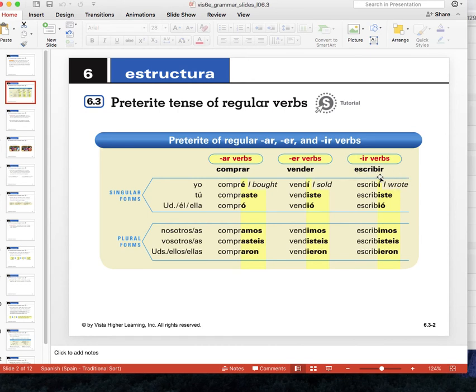So escribir, to write, we say, repita, escribí. Accent over the I. I wrote. Escribiste. You wrote. Escribió. Accent over the O. You formal, he, she wrote. For nosotros, escribimos. And then lastly, ustedes, ellos, ellas, escribieron. Muy bien.